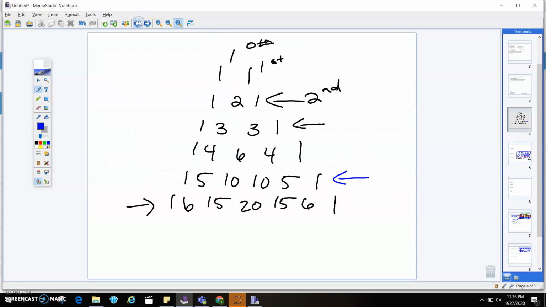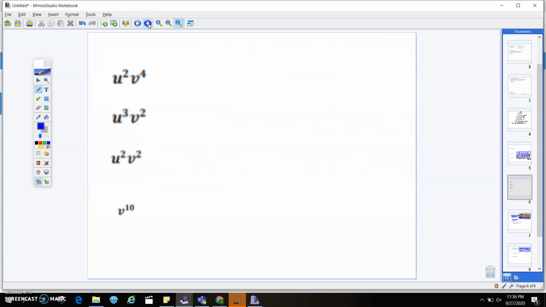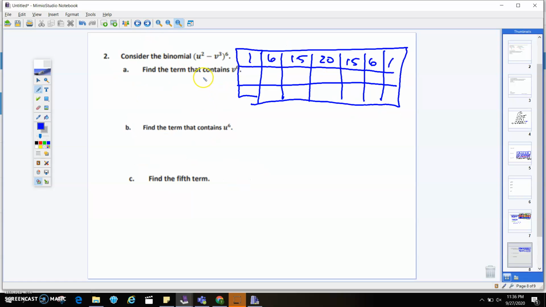Let's check our Pascal's triangle. Yeah. Okay. And then we're going to take u to the second, and we're going to raise it to the 6th power. U to the second. We're raising that to the 6th power. And then we're going to count down.